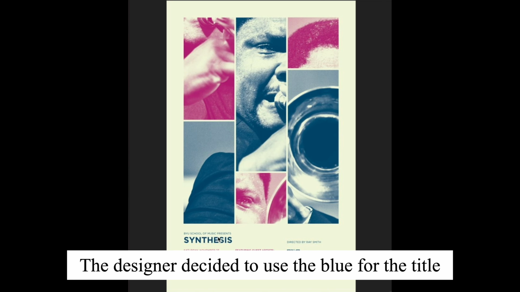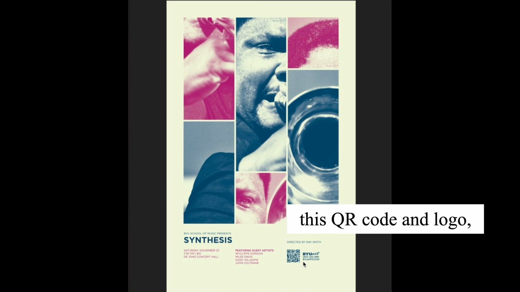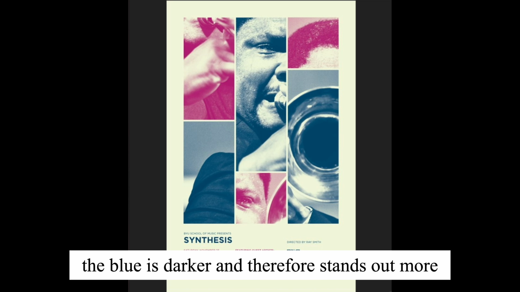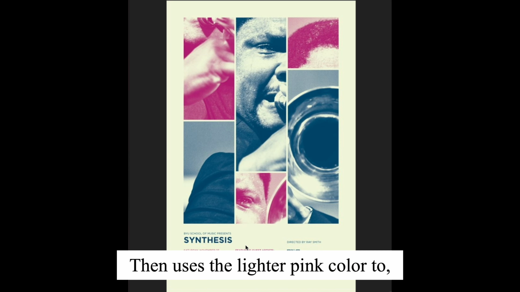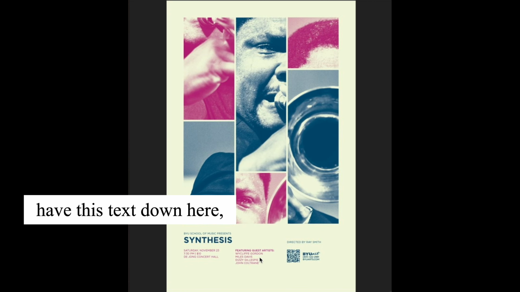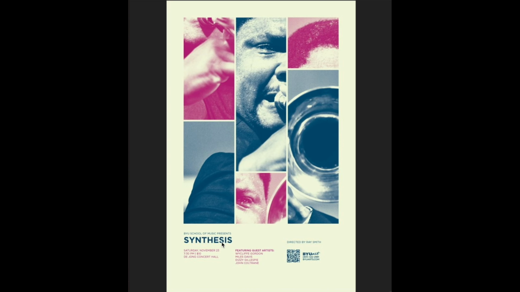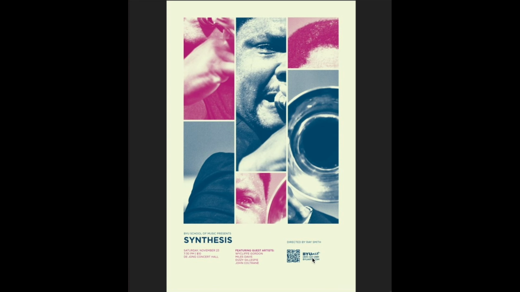And down here, the designer decided to use the blue for the title text as well as other important information like this QR code and logo, because the blue is darker and therefore stands out more effectively against the white background. Then he uses the lighter pink color to have this text down here, which is just extra information. But overall, this stands out the most, which is why the designer intentionally used the darker blue for that.